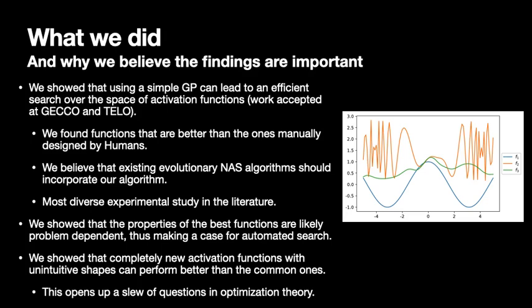And lastly, we found that a lot of the functions that were performing well were very unusual. So they were not monotonic. They would change rather quickly. And as we discussed before, we believe that that is going to end up being very useful for understanding the theory of deep learning.